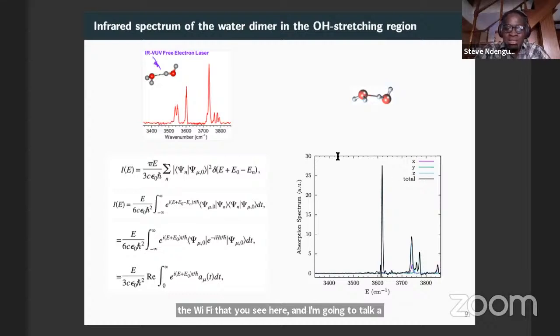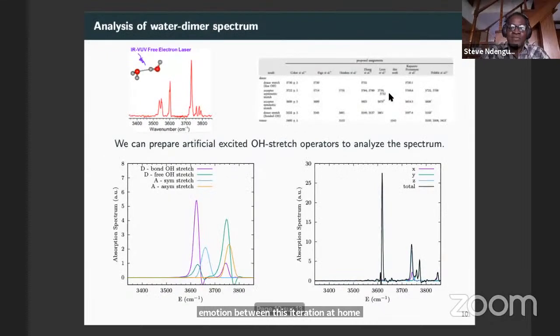So we get this spectrum in the end, but the question is, what is the origin of those peaks? What do I mean by origin? What type of motion is displayed here? You have two water molecules. Is it the motion of this hydrogen atom between the two molecules? Is it this free hydrogen atom? How do we get that information?